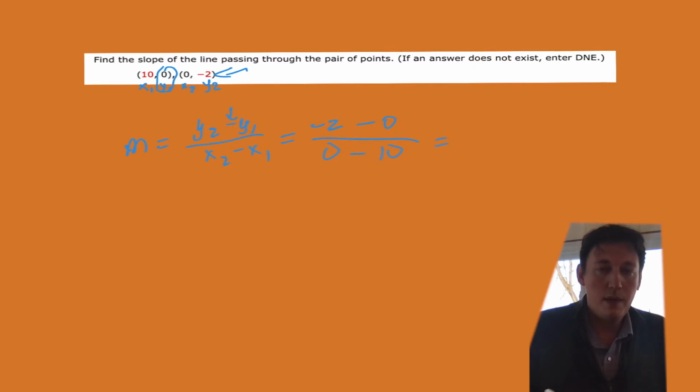Now, -2 minus 0 is obviously -2. 0 minus 10 is -10. 2 negatives divided by each other make a positive. So this will be 2/10, and now we can clearly reduce by 2. So 2 divided by 2 is 1. 10 divided by 2 is 5. Therefore, the slope in between those 2 points is positive 1/5.